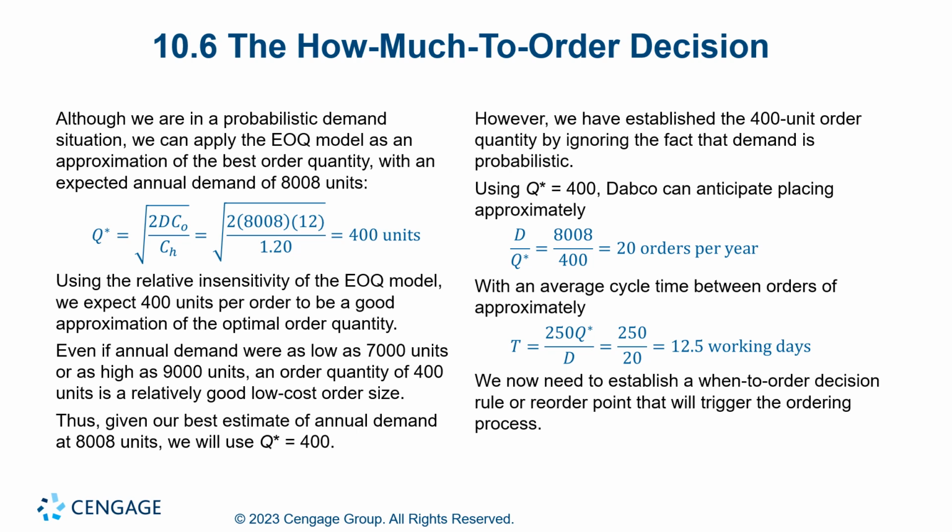Assuming Q equal to 400, the company can anticipate placing approximately 20 orders per year. 20 is obtained by taking 8,000 divided by 400. So there will be 20 cycles. If we consider 250 working days, 250 divided by 20 equals 12.5 working days between orders.